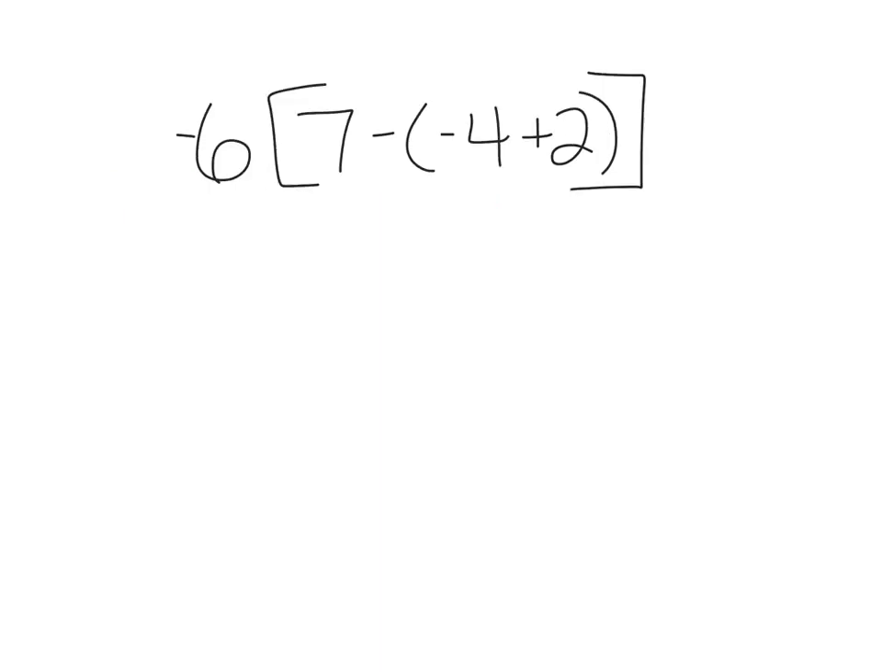So here's the next one with some brackets and some parentheses. You're going to start inside of the brackets with our parentheses. So we have -4 plus 2. Remember, they're different signs, so we're going to subtract. So 4 minus 2 is 2. And then keep the sign of the larger number, which is 4. So that's -4. Everything else still falls down.